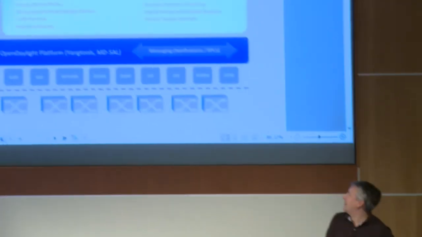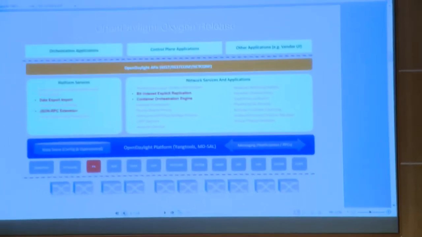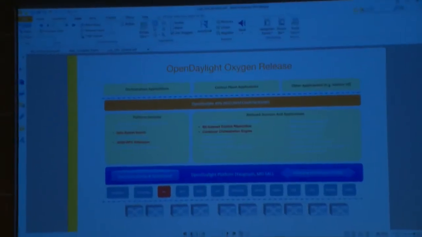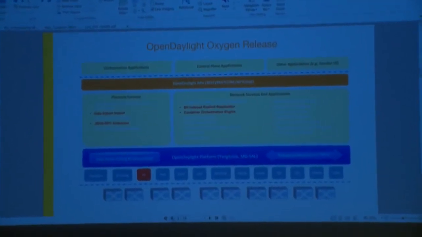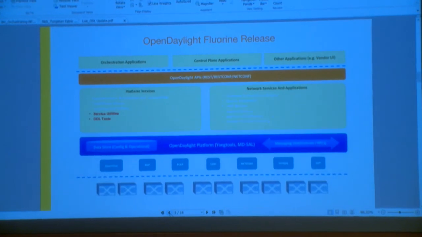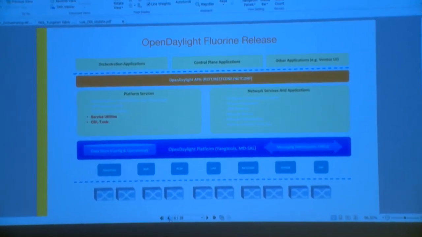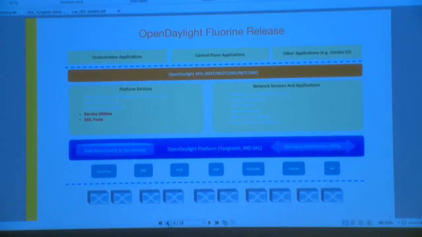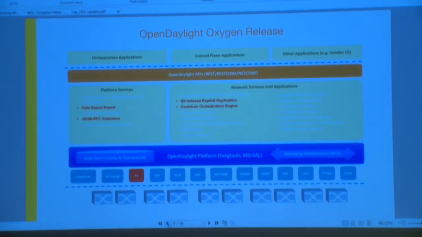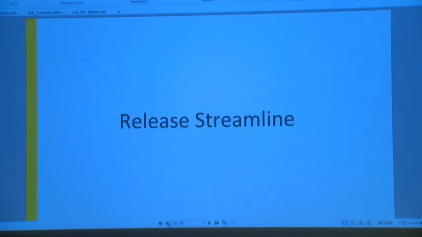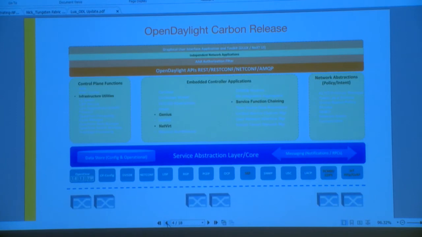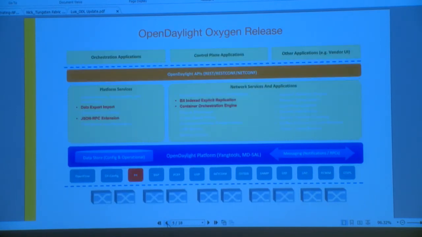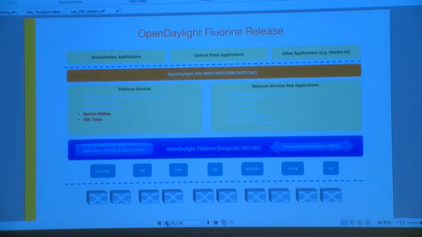In the Carbon release. Now, I'm going to show you the Oxygen release, which is the version that we just released very recently. And you can observe already some difference from before. And this is the new release that we are planning for, Fluorine, which is for after summer. So you go back and then we replay this again. You can see here, then here, and now here. So do you see any difference?